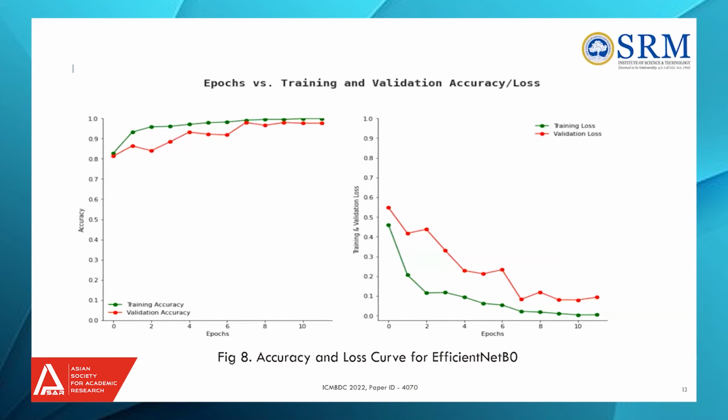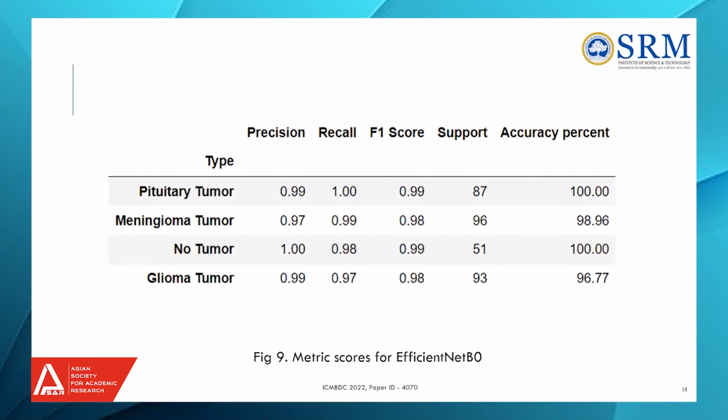This is the graph we have obtained for our best performing model, EfficientNetB0. To the left, we have the training and validation accuracy graph, and to the right, we have the training and validation loss graph. This table shows the metrics we achieved for each class in the dataset. We achieved 100% accuracy for pituitary and no tumor classes, and we achieved around 99 to 97% accuracy for meningioma and glioma tumors respectively.